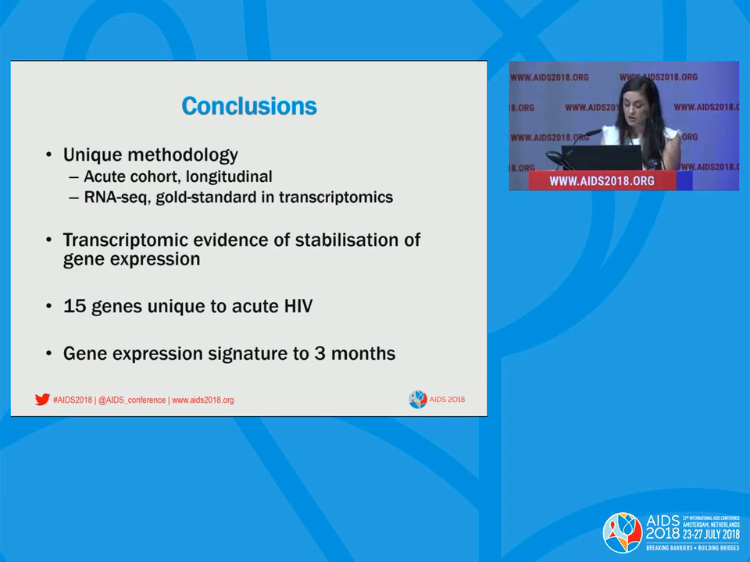The stabilisation of differentially expressed genes between acute and untreated chronic infection by the 4-month follow-up time visit occurred months prior to our cohort reaching viral set point at 6 months. And furthermore, we have identified 15 differentially expressed genes unique to acute HIV, which may be useful in future incidence assay optimisation. We have also identified a gene expression signature unique to early HIV infection, most effective at distinguishing the initial 3 months from longer-term infections.